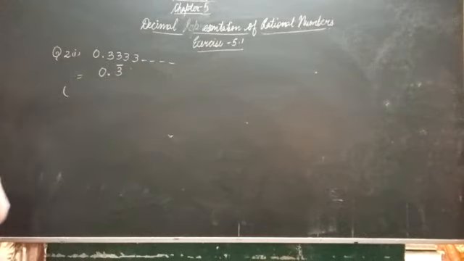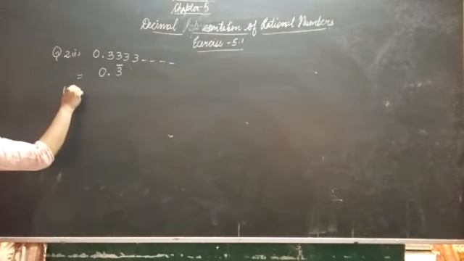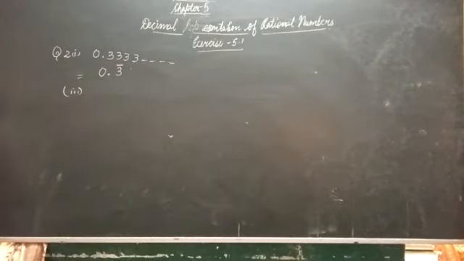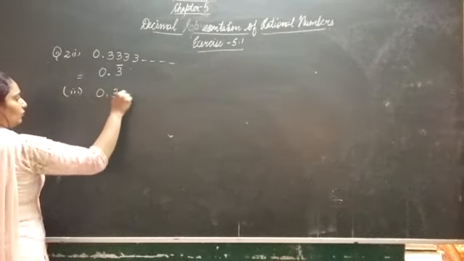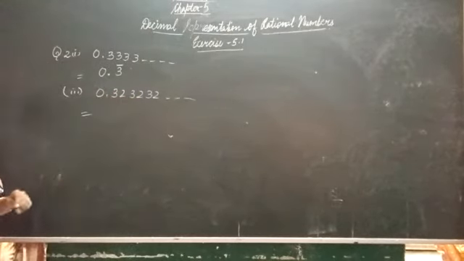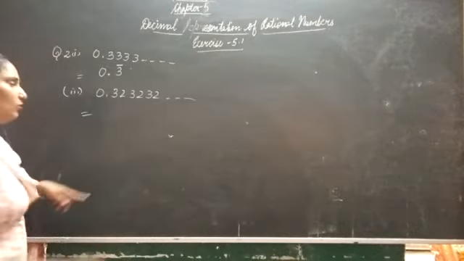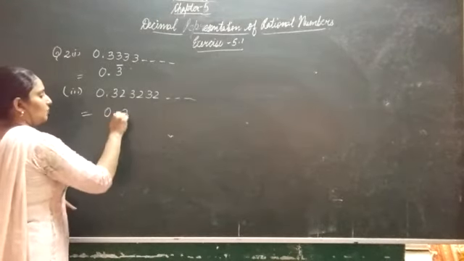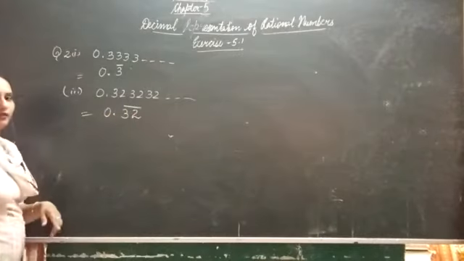Take one more example. Let's take its third part, that is 0.323232. Now, which digits are repeating? 32. That means it can be written as 0.32 with a bar over 32.